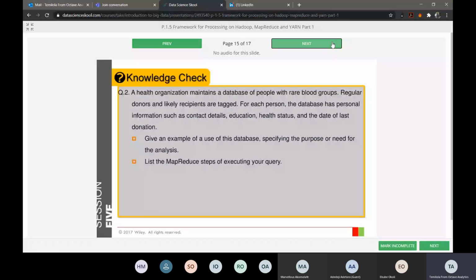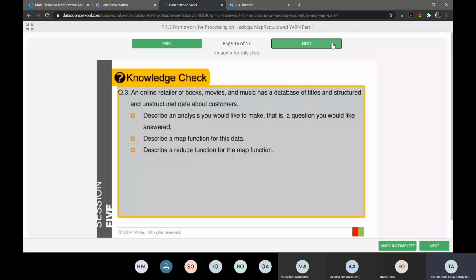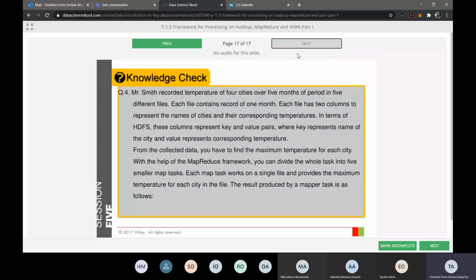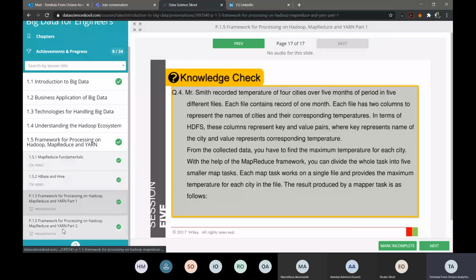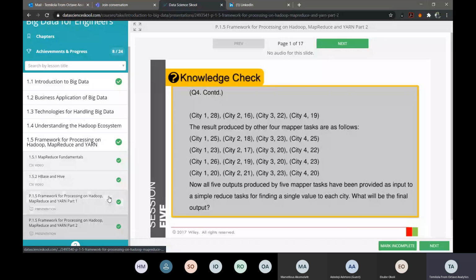Okay, these are different knowledge checks. Wow, we are far behind schedule, so I wouldn't be able to go through them, but we can still come back to them. So that's it on MapReduce. We still have Yarn and we still have HDFS and we still have Hive to look at this afternoon.